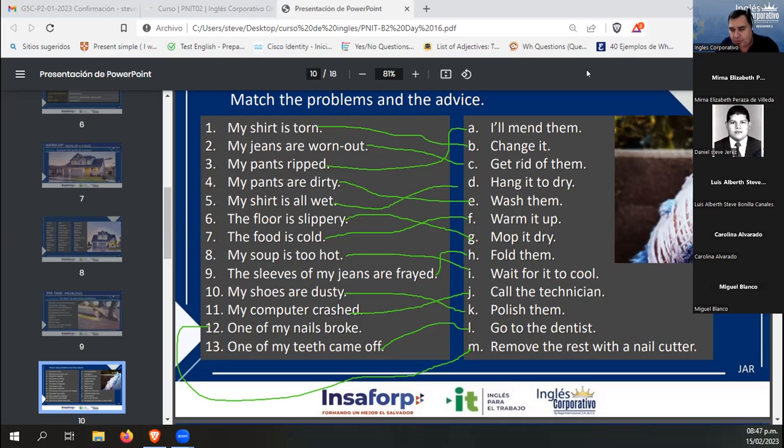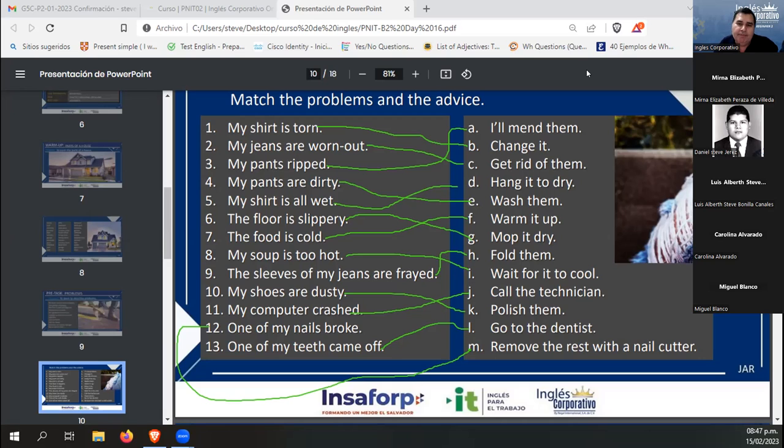My pants ripped, my pants are dirty, my shirt is all wet, the floor is slippery, the food is cold, my soup is too hot, the sleeves of my jeans are frayed, my shoes are dusty. My computer crashed. One of my nails broke. One of my teeth came off.